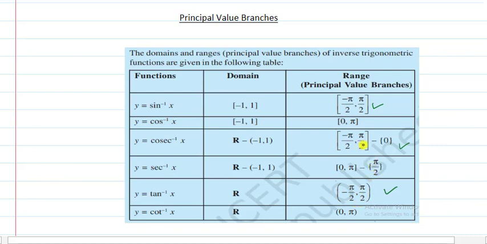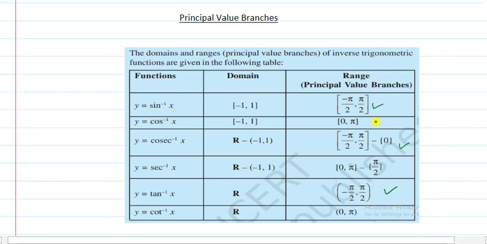Now let us go to cosec inverse x. For cosec inverse x, we take the closed interval of minus pi over 2 and pi over 2 and subtract 0 from it. Why is this so? Because at 0, cosec x will become infinite, that is not defined. Therefore, these three can be learned very easily and quickly all together.